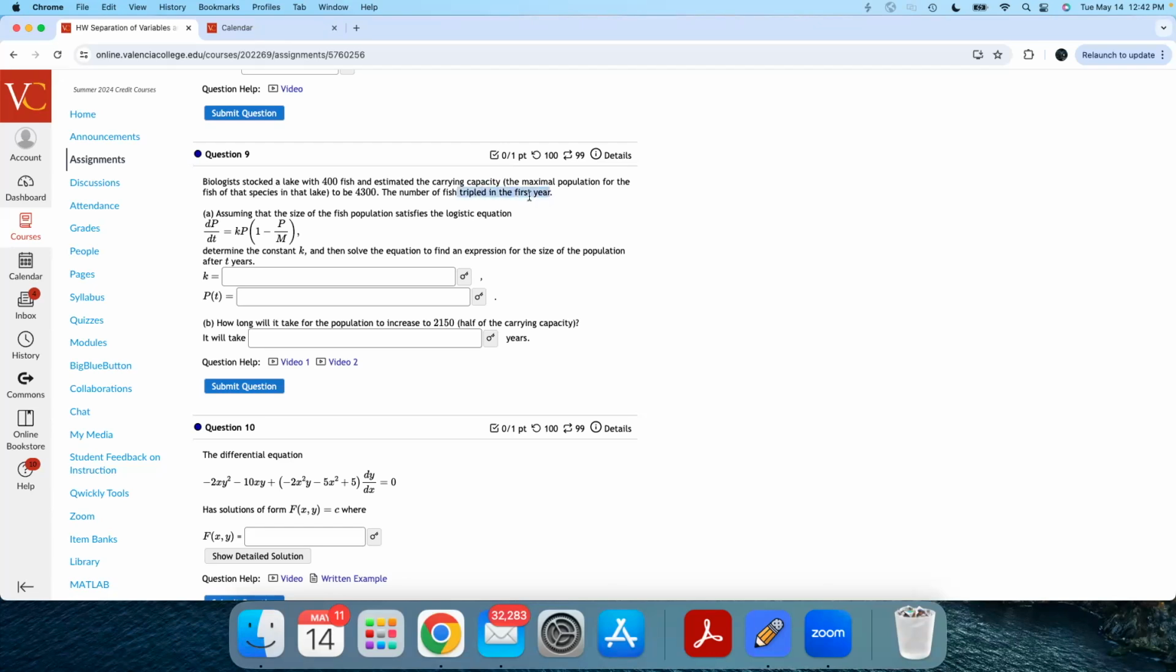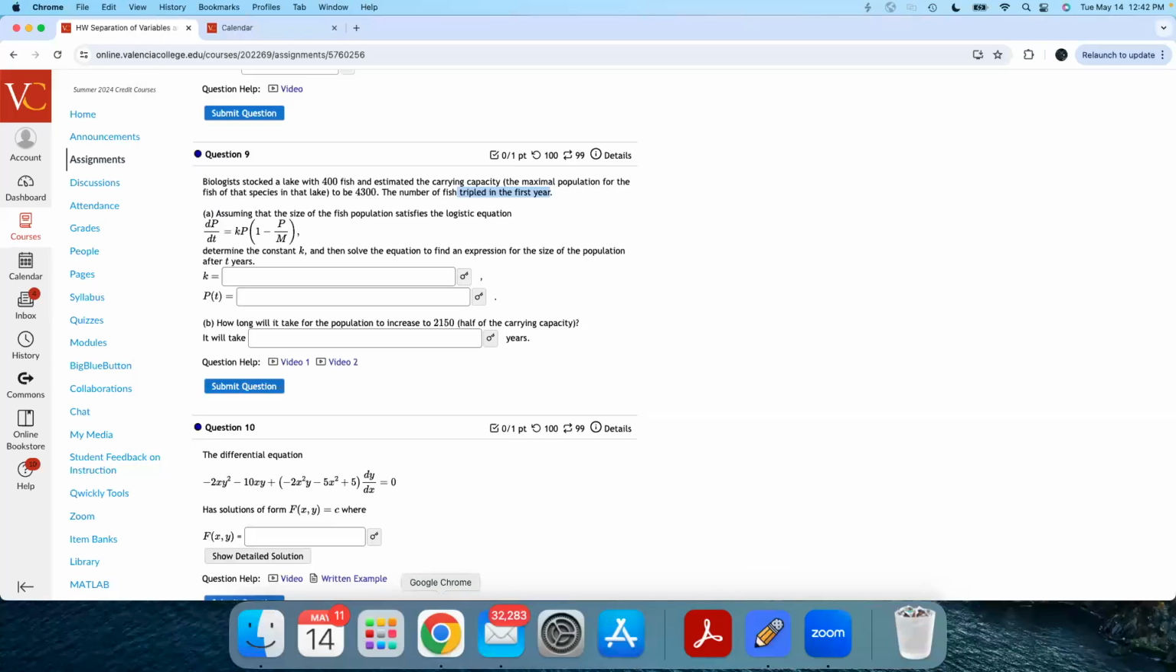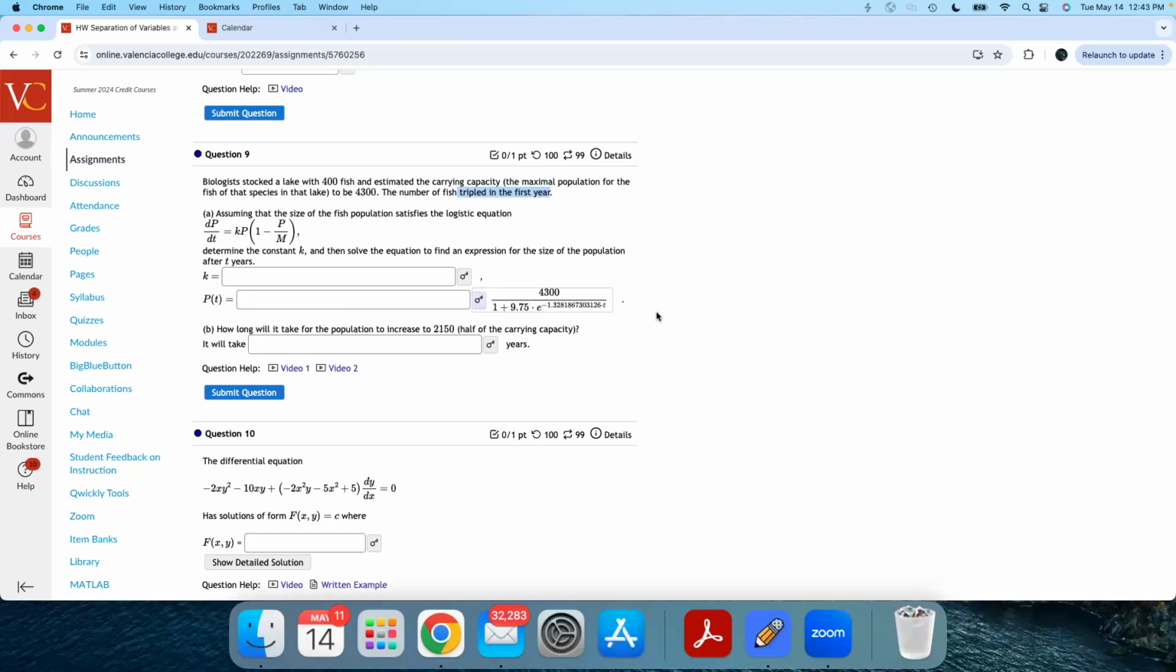When t equals 1, you'll have 3 times the original amount, so 1200. Use that information to solve for K in this model, just like we did with Newton's law of cooling. Then you just write your model here, and it's got a whole bunch of numbers in it. With those numbers, this is what you would have got.